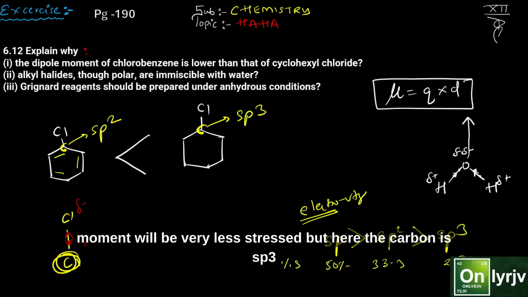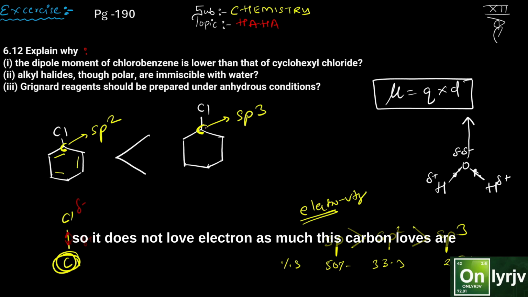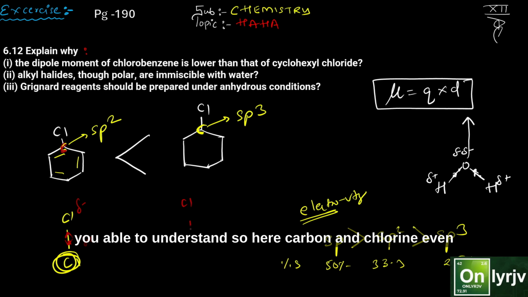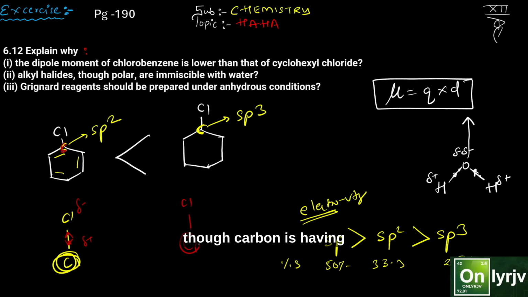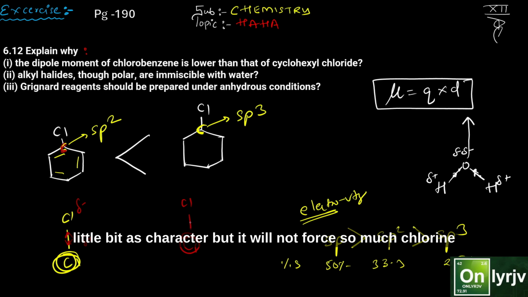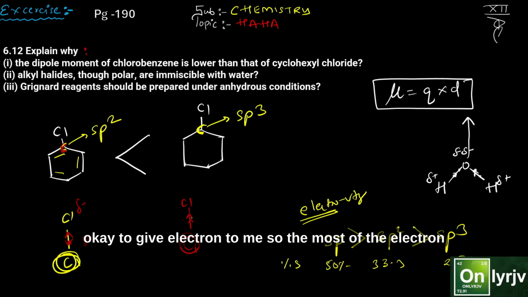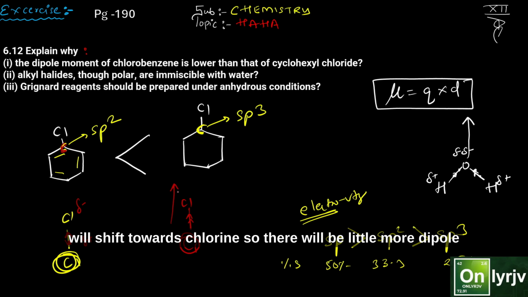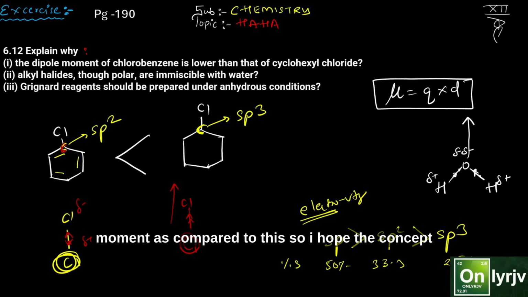But here the carbon is sp3, so it does not love electrons as much as this carbon does. Are you able to understand? So here carbon and chlorine, even though carbon has a little bit of s character, it will not force chlorine so much to give electron to it. So most of the electron will shift towards chlorine, so there will be a little more dipole moment as compared to this. I hope the concept is clear.